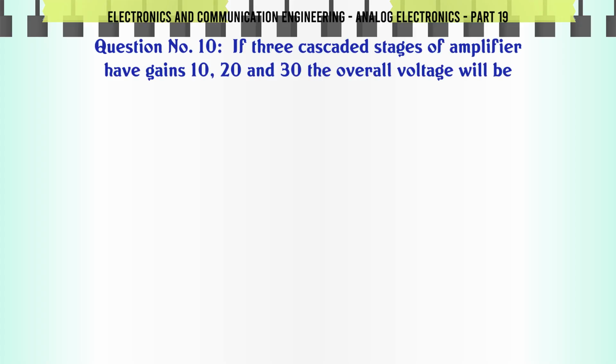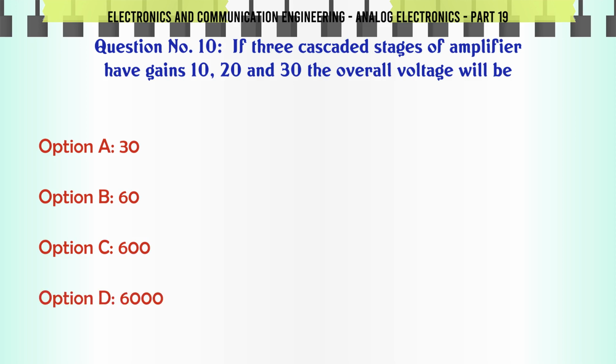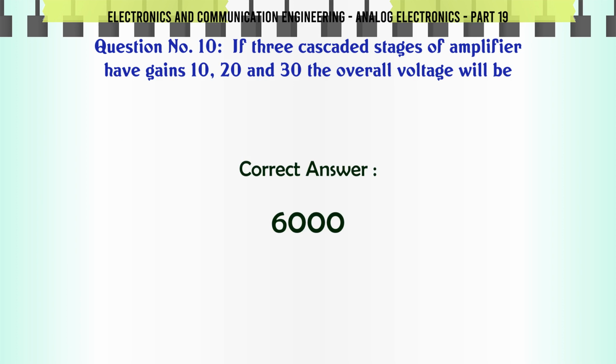If three cascaded stages of amplifier have gains 10, 20 and 30, the overall voltage gain will be: A. 30. B. 60. C. 600. D. 6000. The correct answer is 6000.